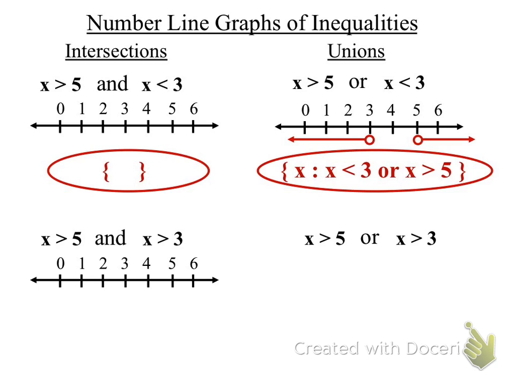Okay, I'm going to draw it again. It's an and. That means the overlap. So x is greater than 5 and x is greater than 3. Which one best describes the overlap? Greater than 5. So x is such that x is greater than 5. Close it up. Okay?